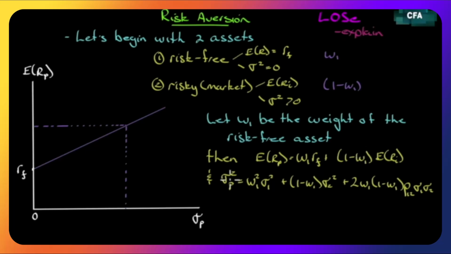The variance of the portfolio is W1 squared times the variance of the first asset, plus the weighting on the second asset squared, times the variance of that, plus 2 times the weighting of the first, the weighting of the second, the correlation between the two, and the 2 standard deviations. That's just the general formula to find the variance.